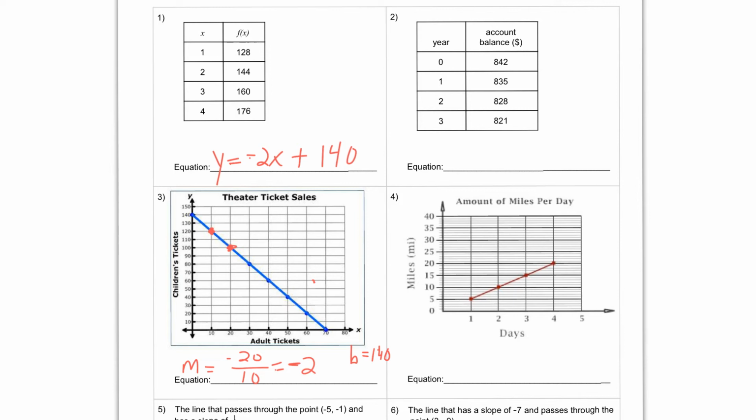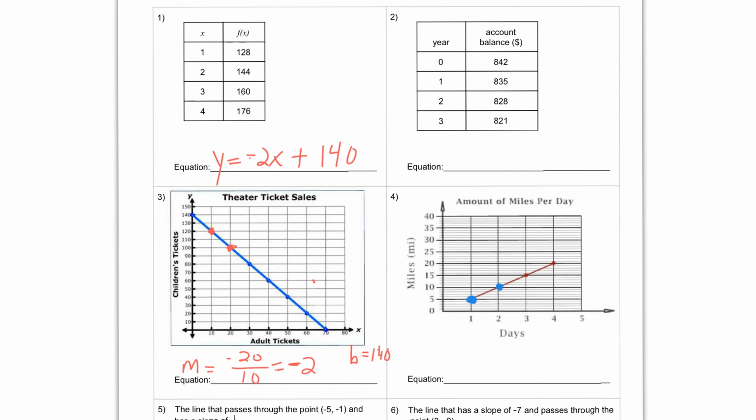Then let's take a look at question number 4, doing the same thing. First thing we need to do is find a couple nice points, which we have one here at 1, 5. So I'm going to color that one in. And then we have another good point at 2 and 10 right here. I'm going to color that one in as well.